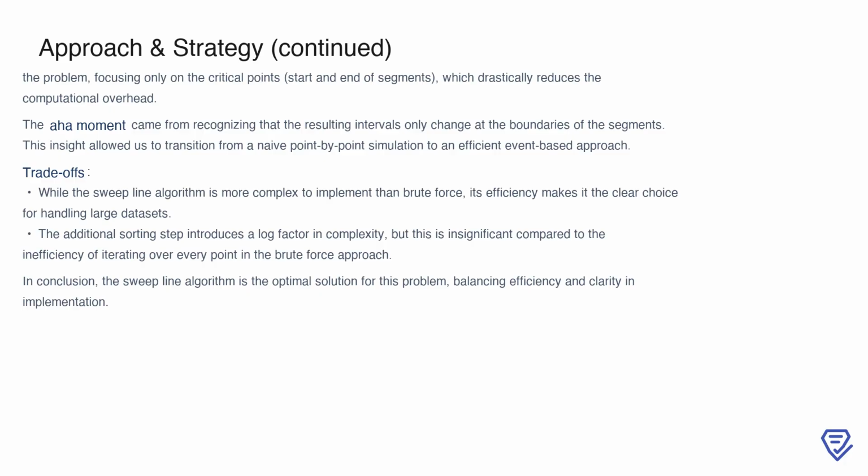By focusing only on the critical points, the start and end of each segment, we minimize unnecessary computation and achieve significant performance gains. The insight that color changes occur only at these boundaries was the turning point in arriving at this strategy. While the algorithm does require sorting the events, this added complexity is negligible compared to the inefficiency of iterating over every point, as in the brute force approach. One trade-off is that the sweep line algorithm is slightly more complex to implement, but this is outweighed by its scalability and efficiency, especially for large datasets. Ultimately, the sweep line algorithm enables us to solve the problem in a way that is both computationally efficient and conceptually clear, making it the optimal solution.